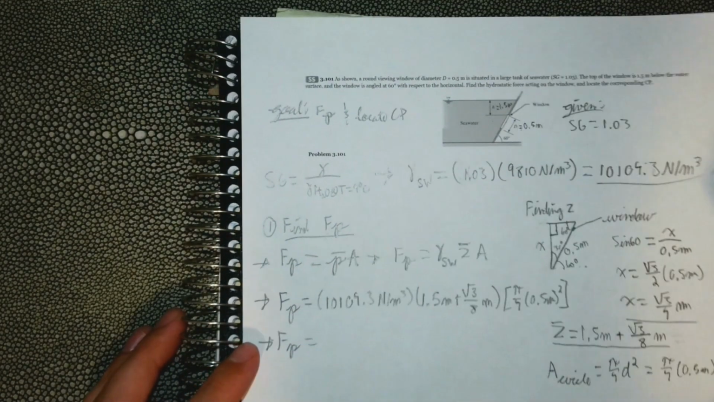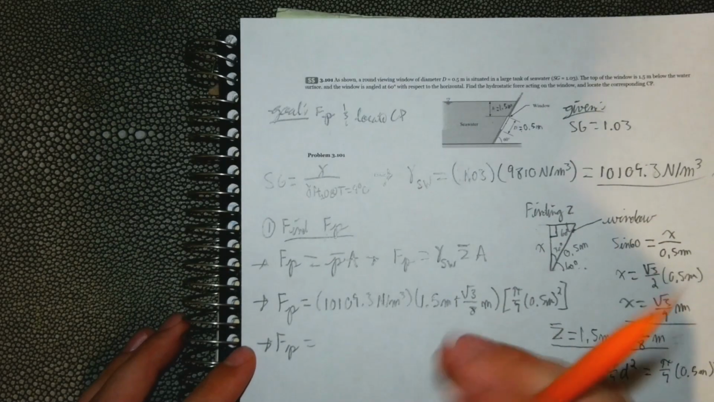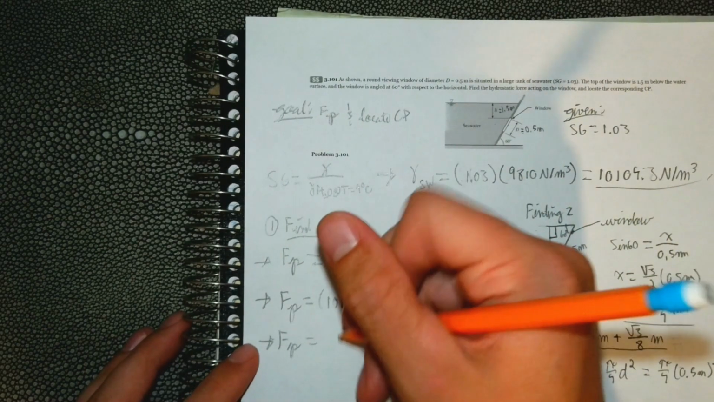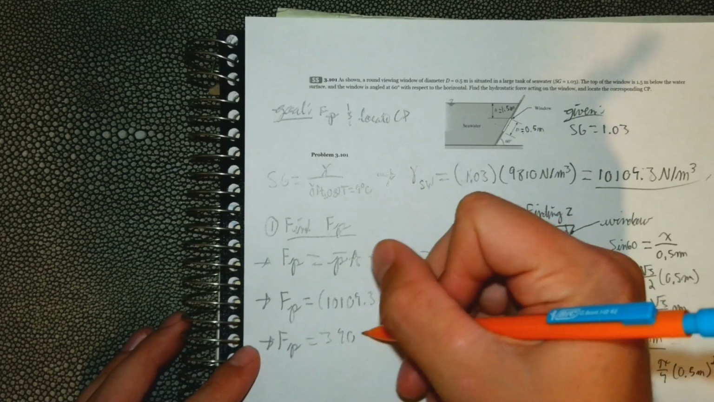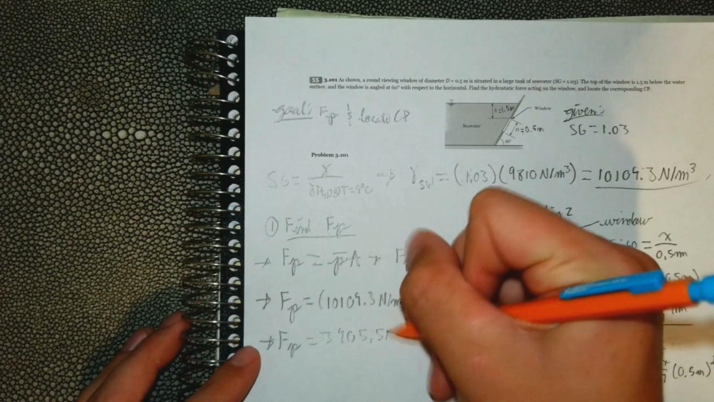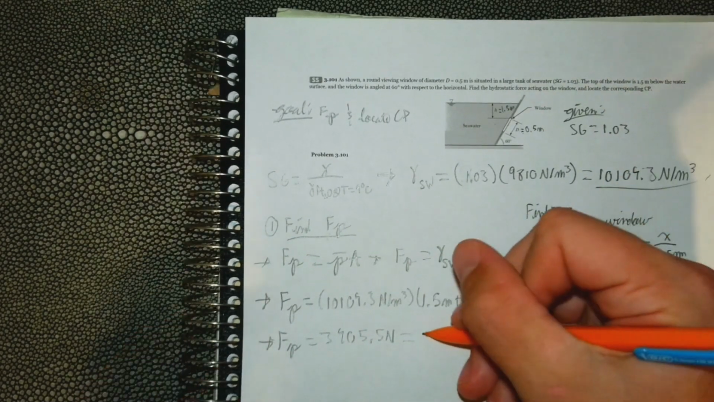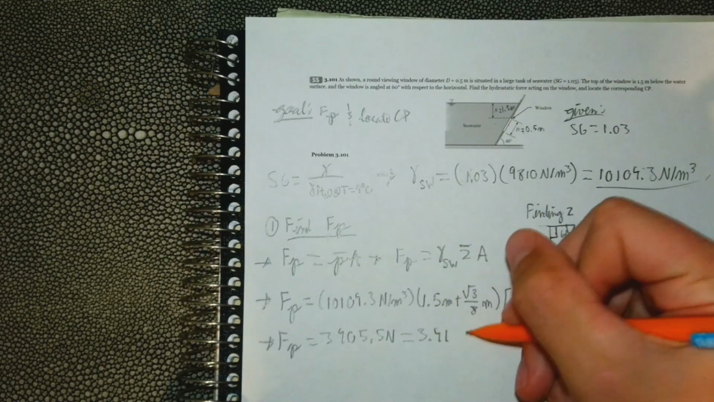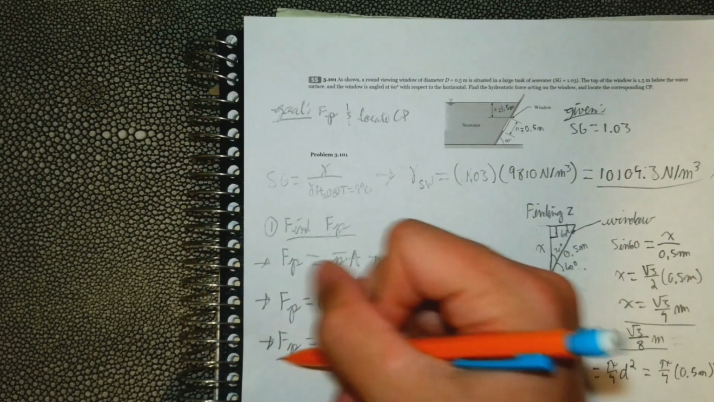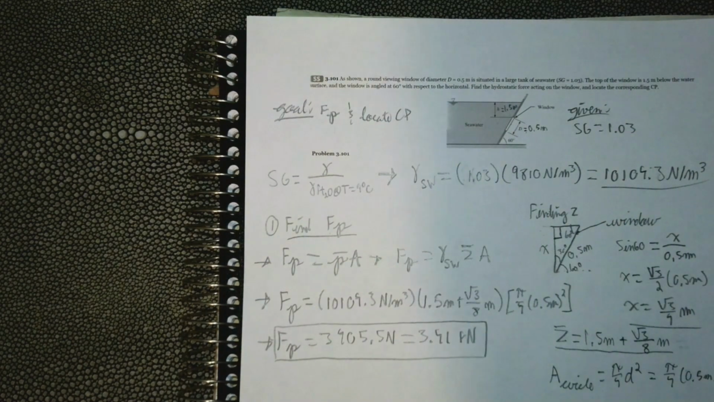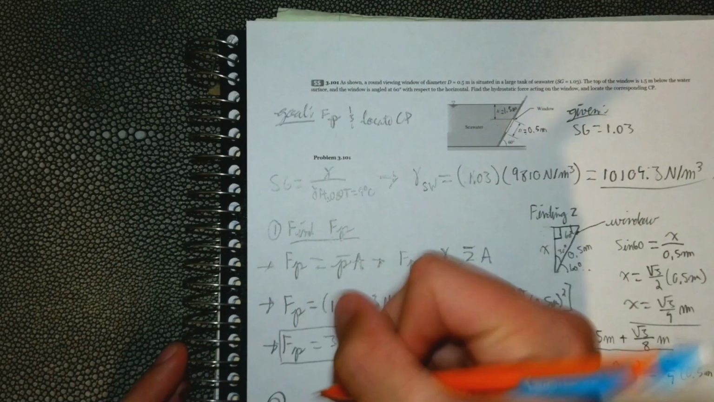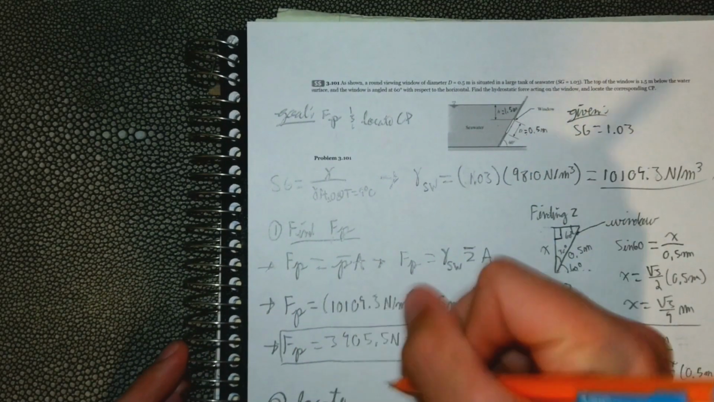You'll get a pressure force of 3,405.5 newtons, which is about 3.41 kilonewtons. Okay, so that's our pressure force on the window. It also says we want to locate the center of pressure. So locate CP, the center of pressure.